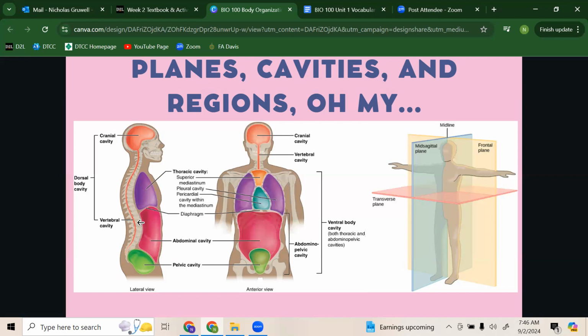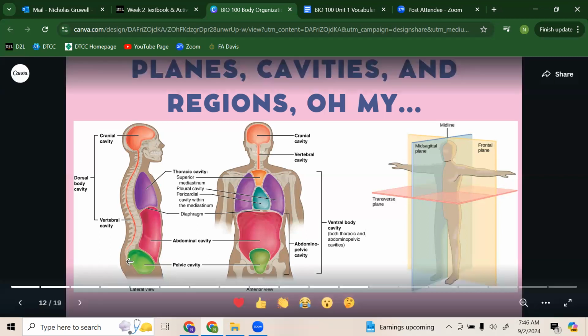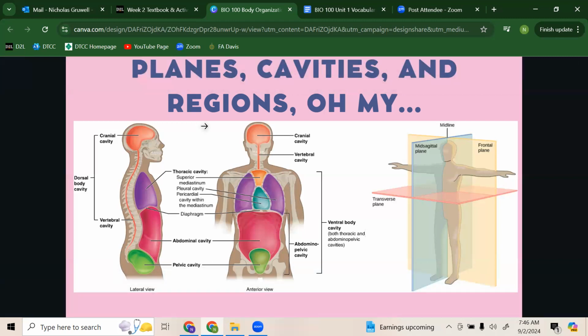Our low back is our lumbar spine. And then all the way at the bottom, we have our sacrum and our coccyx, which is your tailbone. So your spine's broken down into cervical, thoracic, lumbar, and sacral. And then at the very bottom, you have your coccyx.